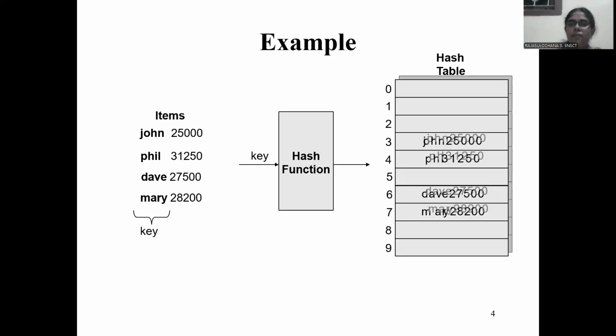So here is an example of how this hash function works and how the data values are mapped to the data table. Here we have a list of items: John 25,000, Phil 31,050, Dave 27,500, Mary 28,200 like that. Here John, Phil, Dave and Mary are the key values. With the help of the hash function, these key values are mapped to the indexes. John is mapped to index 3, Phil is mapped to index 4, Dave is mapped to index 6, Mary is mapped to index 7, likewise.